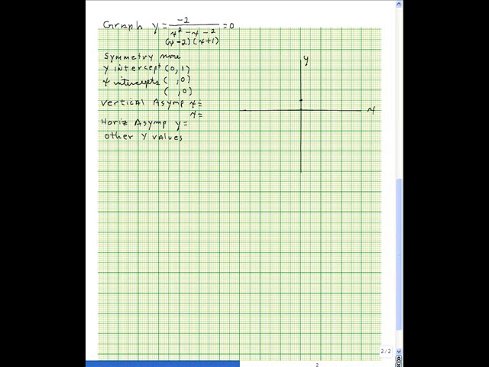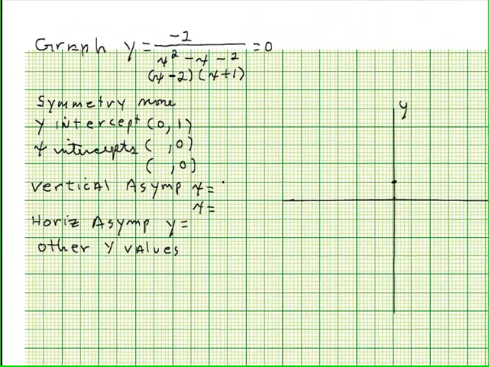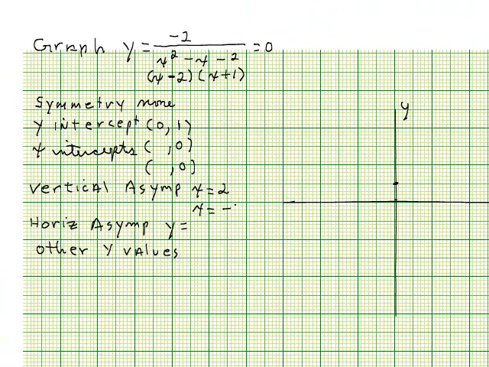Let's take a look at vertical asymptotes. We want zeros of the bottom, which are not zeros of the top. Well, there is no zero of the top because the top doesn't have an x in it. So our zeros of the bottom are 2 and -1, so that's where our vertical asymptotes are going to be.